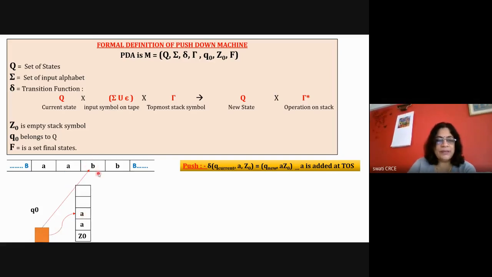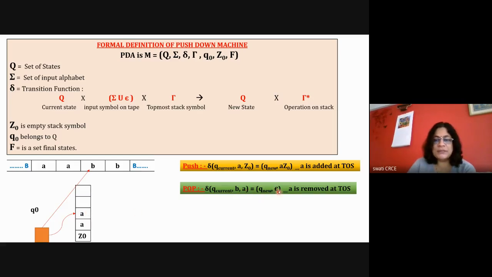And now it is at B. For this B, it has to perform a pop operation. So it will remove this A, because the number of A's should be equal to the number of B's. So it will perform the push operation for A's and then the pop operation for B's, so we can count the number of A's equal to the number of B's. So with B and A, in the state Q1 or Q0, it has to remove. So the operation is epsilon. When you write epsilon, it is a pop operation. So you may say Q0, B comma A is equal to Q1, epsilon. And then in the pop operation you remove this A and write epsilon over here.